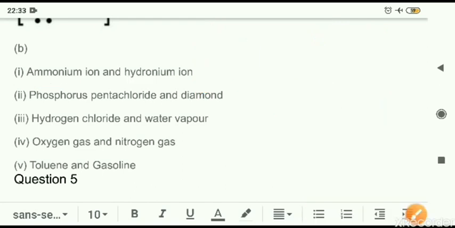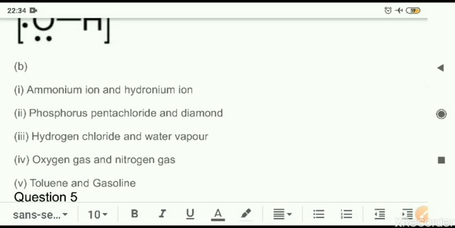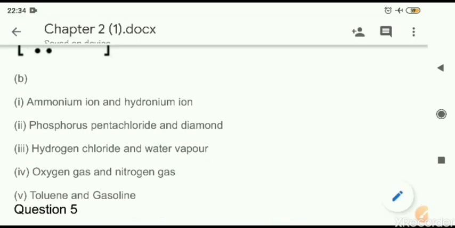Next one, now B part, is they have a solid covalent compound. The question you can see in the book as well. Solid covalent compound. The answer is given phosphorus pentachloride and diamond. Both these are solid covalent compounds.